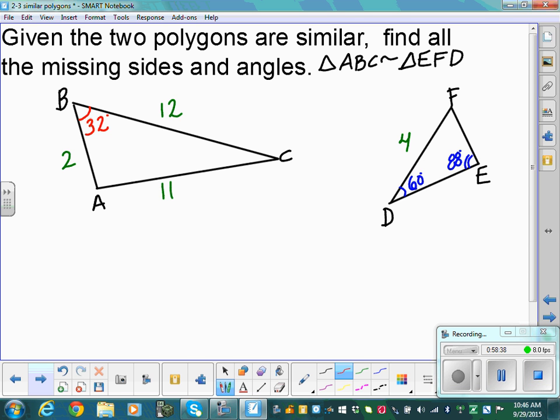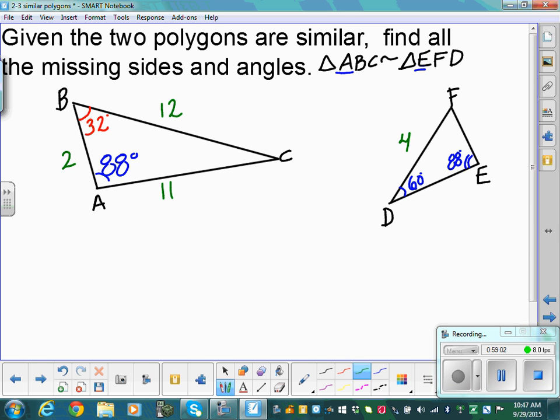So looking at this, we know that triangle ABC is similar to triangle EFG. So let's go through. The first thing I do is fill in all my angles. So I'm going to fill in angle A. Well, what is angle A equal to? Angle E. What's angle E? 88. So this must be 88 degrees. Questions? Okay, let's do another one.